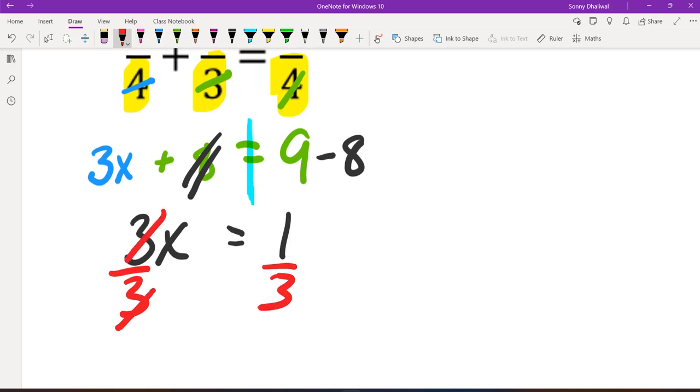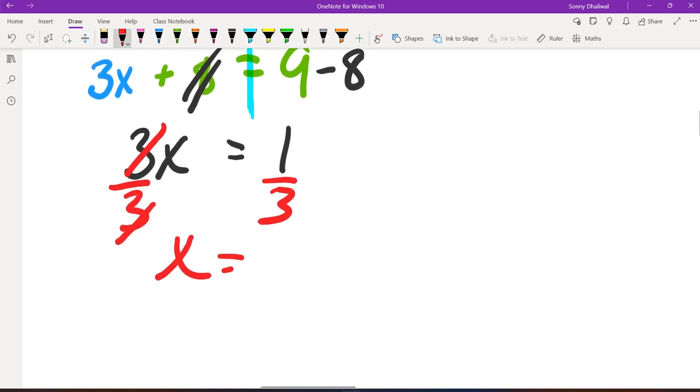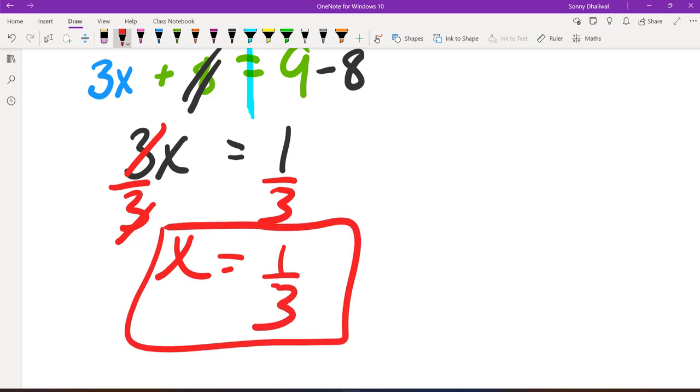I think you guys are remembering this, and I don't need to do all of these questions. So x equals 1 over 3. Okay.